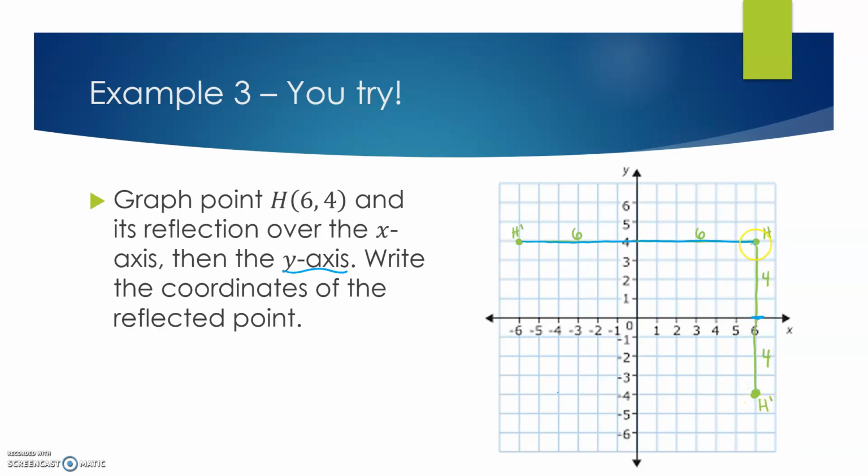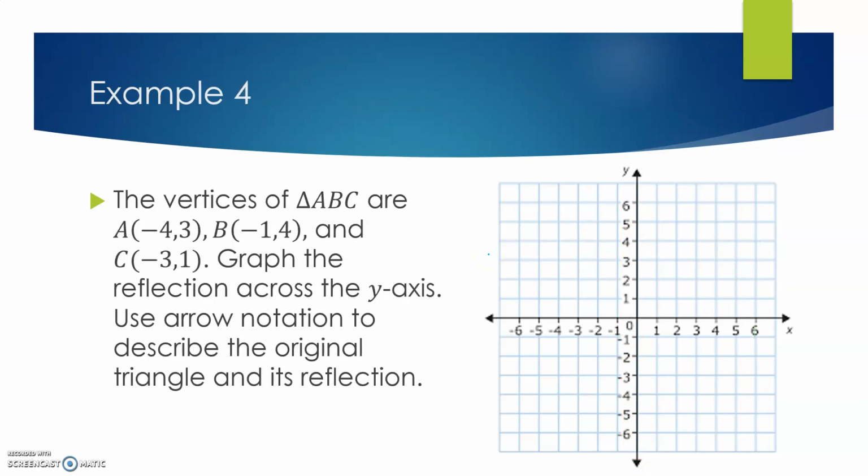If you want to think about it another way, you could say I'm going to move from H to the line of reflection 4 units, and then keep moving in that same direction 4 units. But I think it's better to think about how far away it is from the line of reflection, and then move that far. With the y-axis, I'm 6 away, so I need to move 6 away. All right.